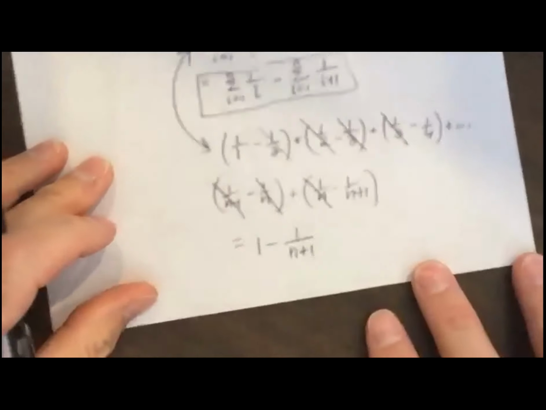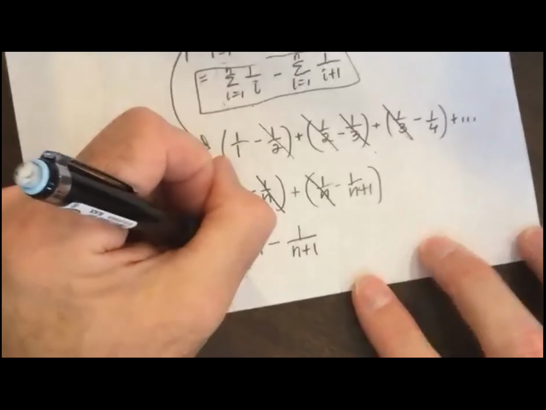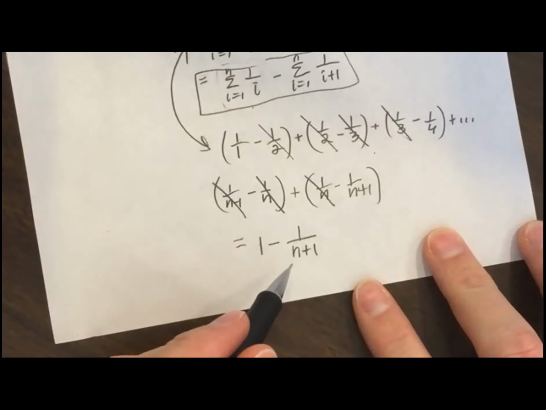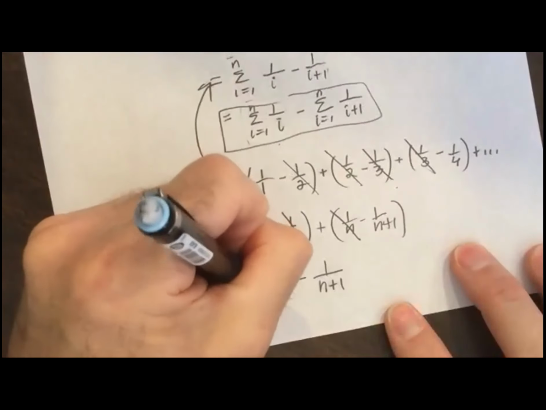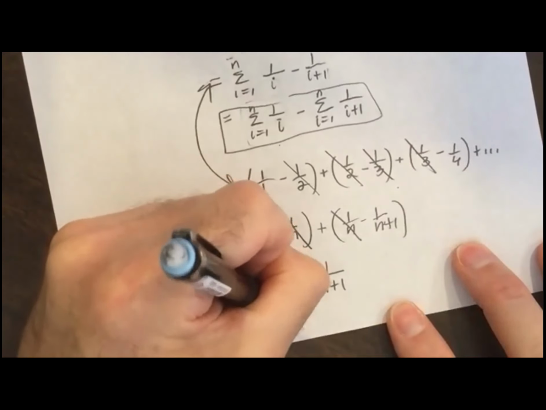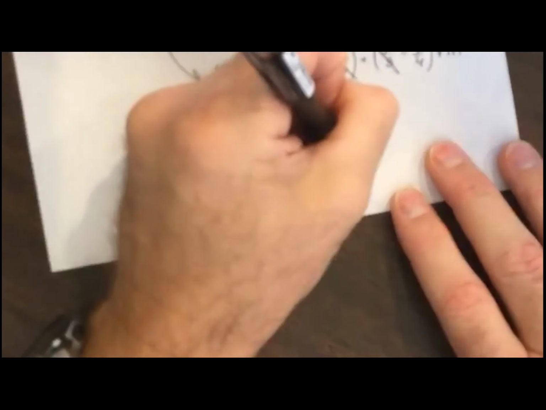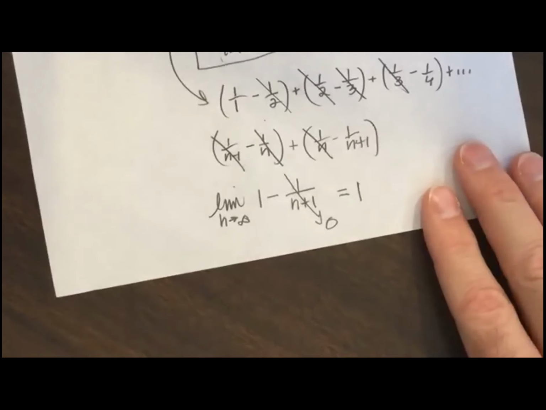Okay, so this is what it goes to, as n goes to infinity. Well, check out what happens now. What happens when n goes to infinity? That number goes to 0, because now we have the limit as n goes to infinity. This goes to 0. The whole answer goes to 1. And life is good.